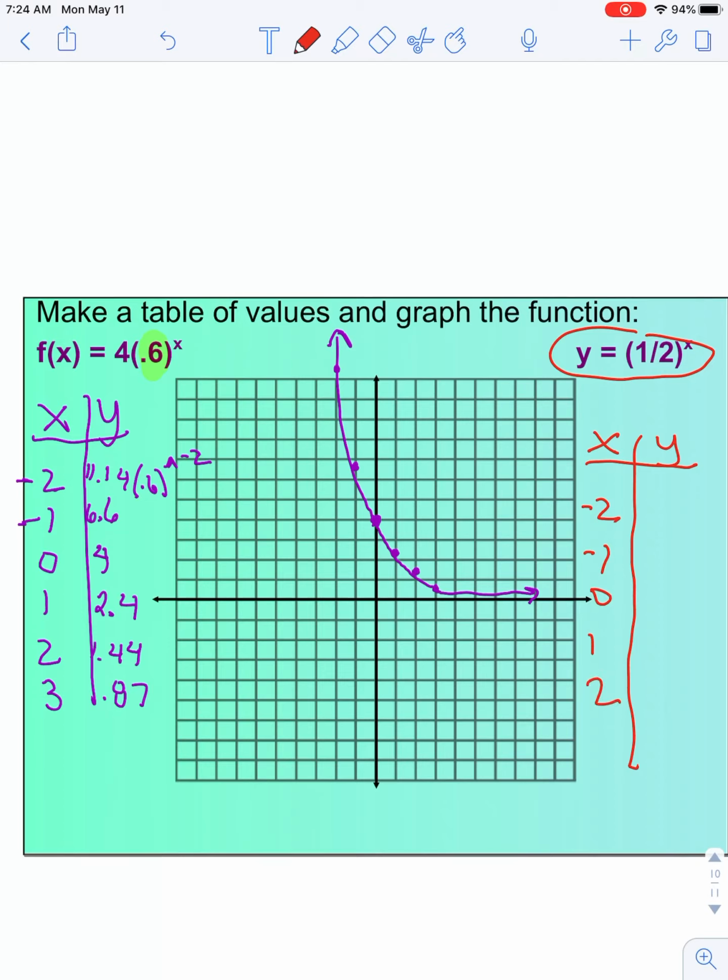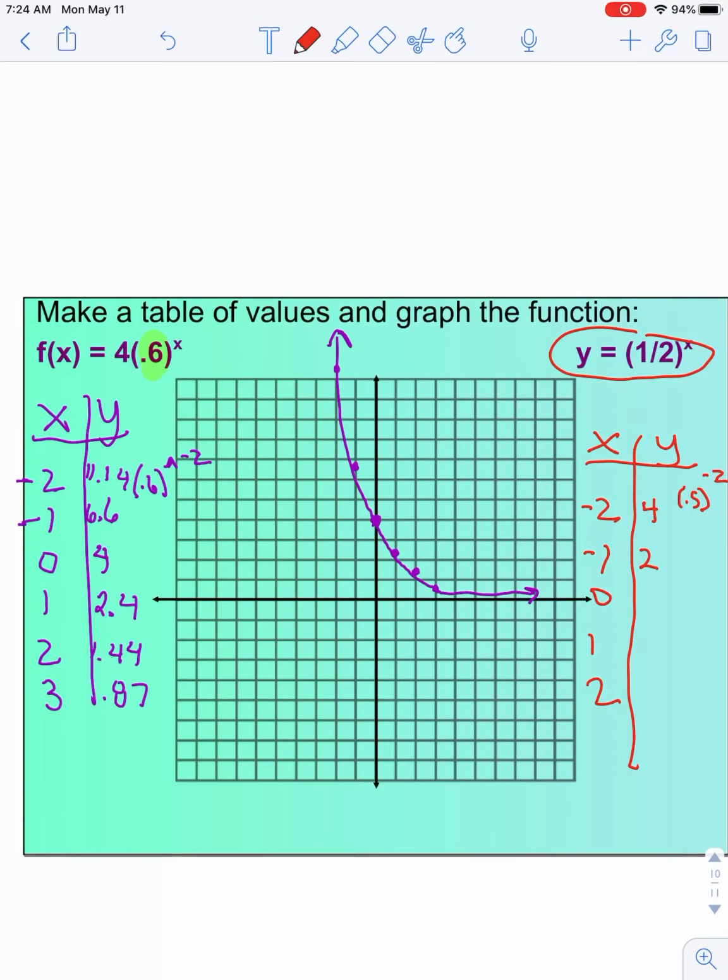So as we plot this one, we're going to take 1/2 and raise it to the power. I would just use 0.5, but you could certainly type in 1/2 on your calculator. I just think 0.5 is going to be easier. And so when we plug in 0.5 and raise it to the -2 power, we get 4. And then again, we get 2.